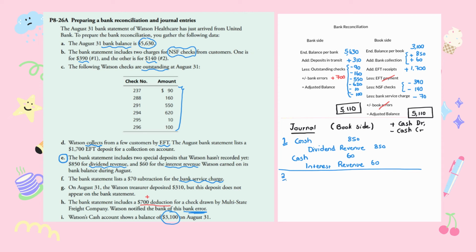Second, EFT receipt 1,700. So look back into note D. Watson collects from a few customers by EFT. The August bank statement lists a 1,700 EFT deposit for a collection on account. So again, I'm increasing cash, so cash will be in the debit side, collection on account, so I want to decrease the accounts receivable. And the amount is 1,700.